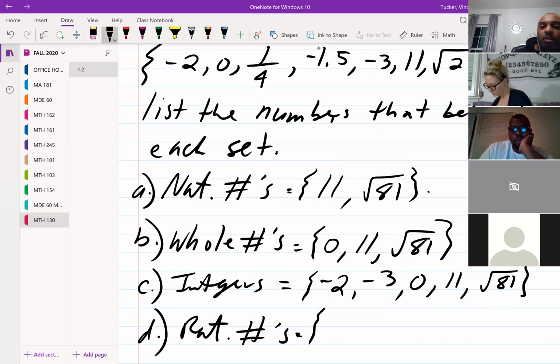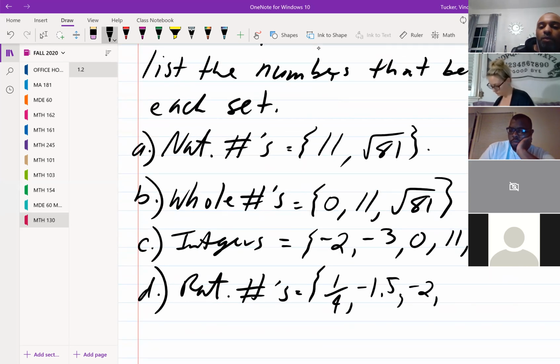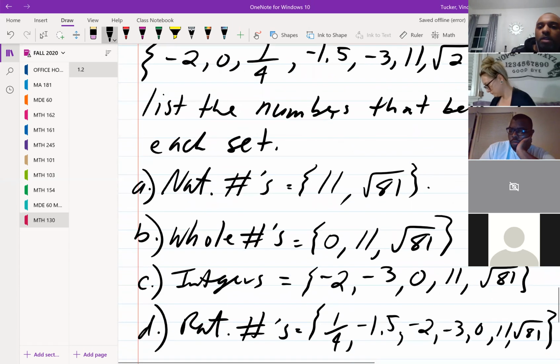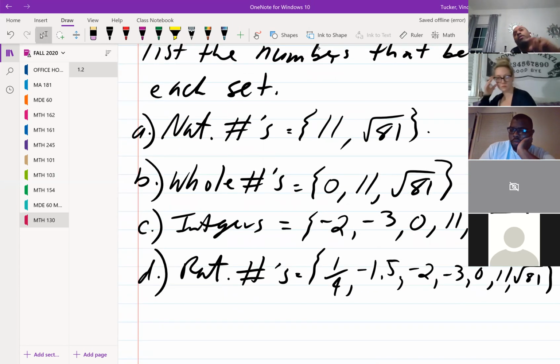So we're looking at 1/4. Remember, rational numbers involve fractions and decimals. -1.5. And that's it. So then we'll go ahead and use all of your integers, plus 1/4 and -1.5. Remember, fractions and terminating decimals, or a repeating decimal, something that repeats on to infinity, would be rational numbers as well.